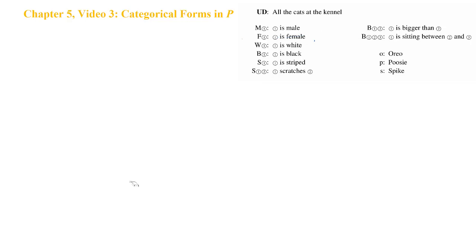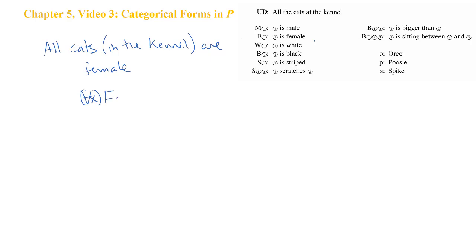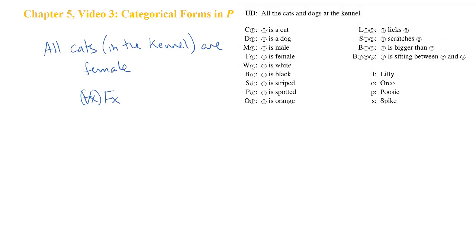If we do focus on this particular interpretation, then we can symbolize this statement as before, as all x Fx. But what if we want to talk about not just the cats in the kennel, but the cats and the dogs in the kennel? We need a broader universe of discourse, and perhaps we'll want to add some predicate letters and constants. So let's take a new interpretation. So here's a slightly different interpretation.